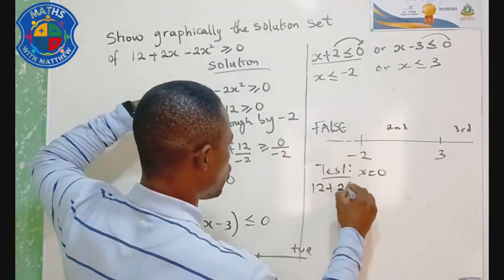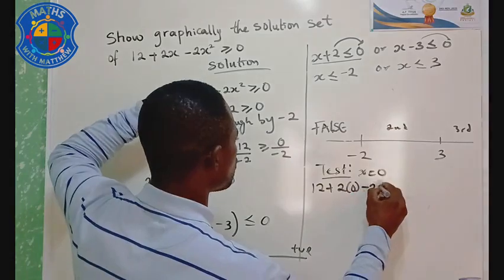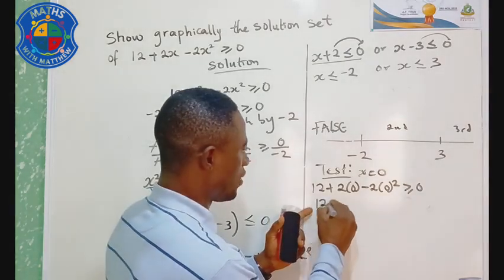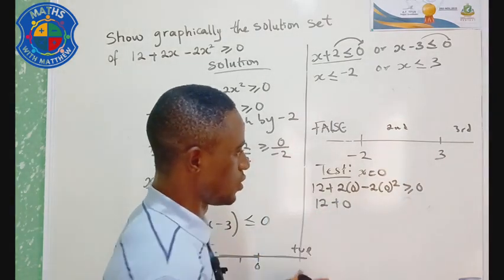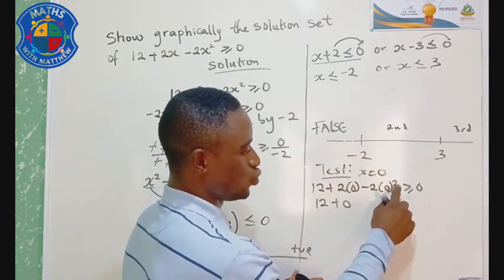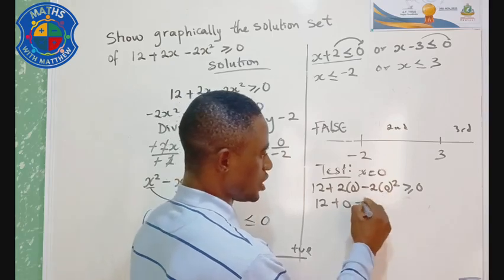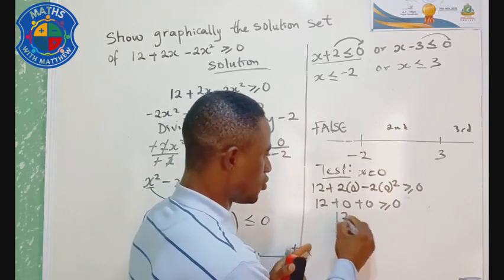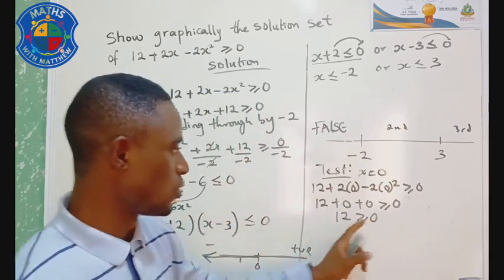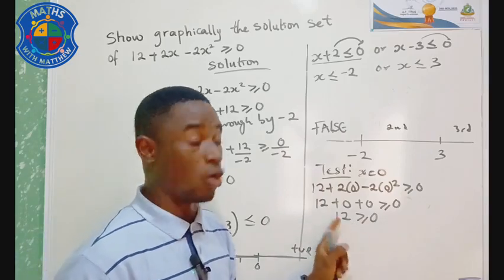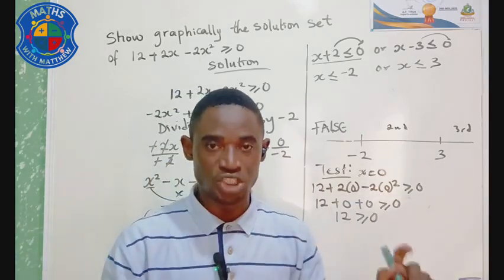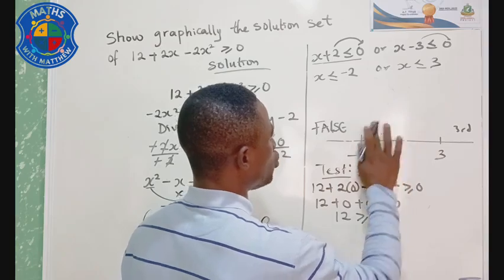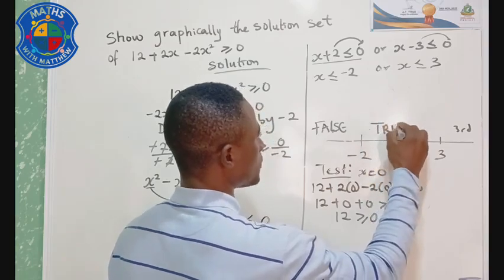12 plus 2 into bracket 0 minus 2 into bracket 0 squared greater than or equals to 0, right? Now 12 plus 2 times 0 is giving us 0. Now 0 raised to power 2 is 0. Minus 2 times 0 is giving us 0. So 12 plus 0 plus 0, 12 is greater than or equals to 0, right? Which is true at this point. Because it is true here, we write true.